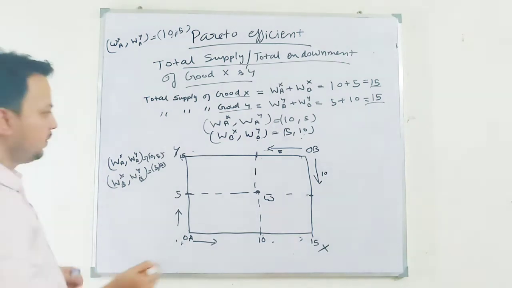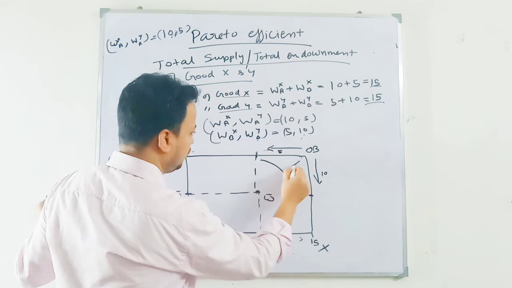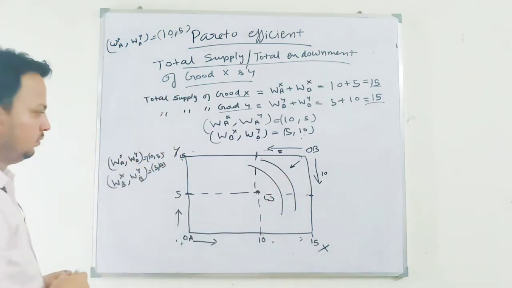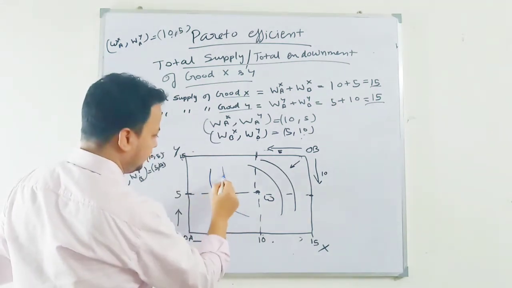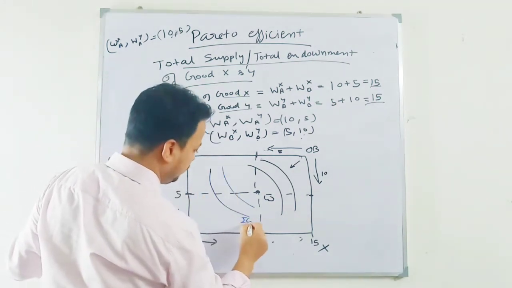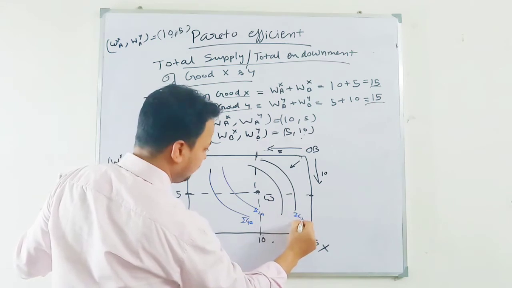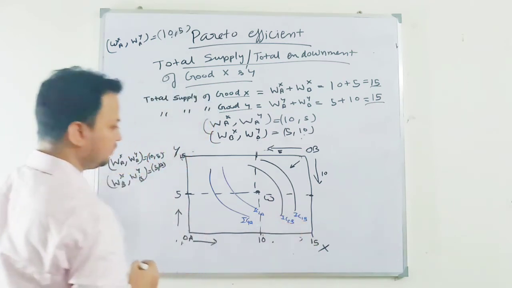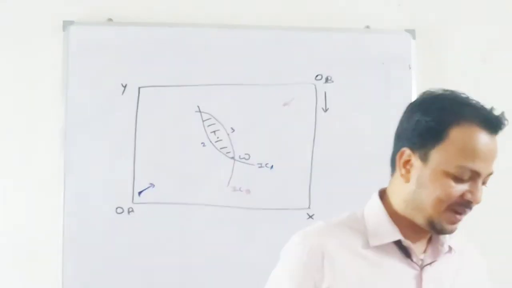And the preference will be like this. This is for consumer A. The higher indifference curve will be this side. Similarly, this is the preference for consumer B. This is consumer A indifference curve 1, consumer A indifference curve 2, consumer B indifference curve 1, consumer B indifference curve 2. Now we are doing Pareto optimality.